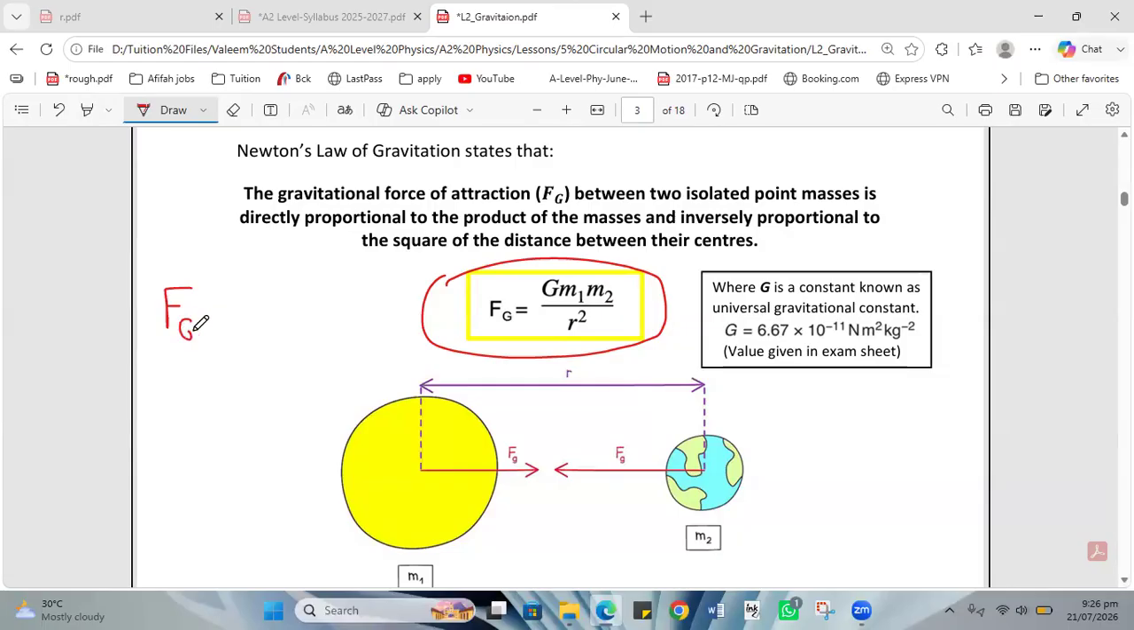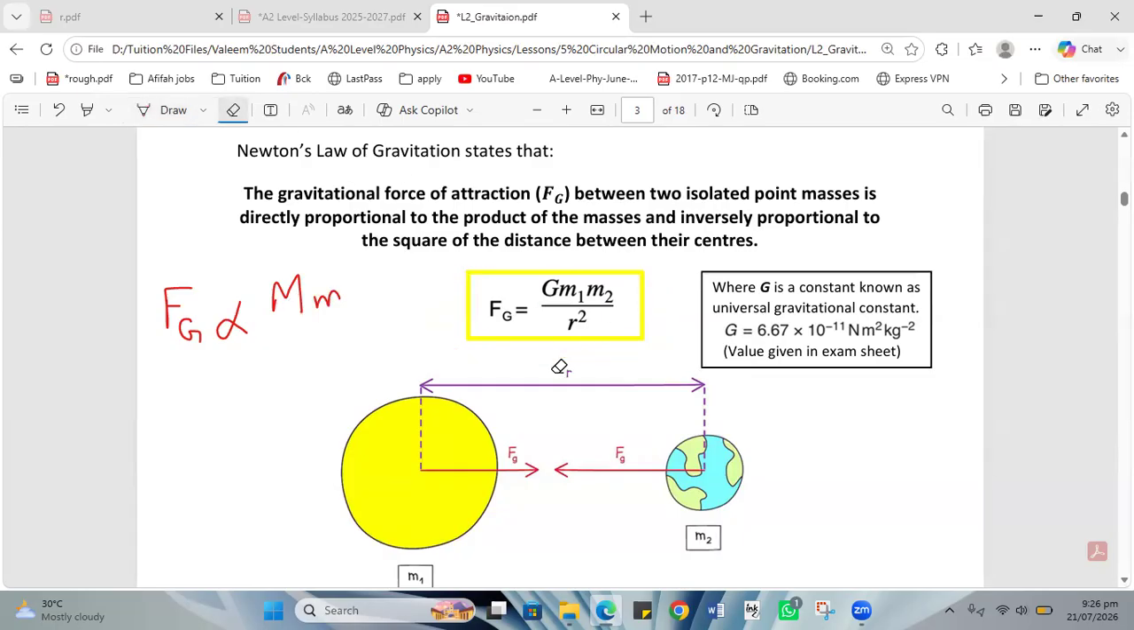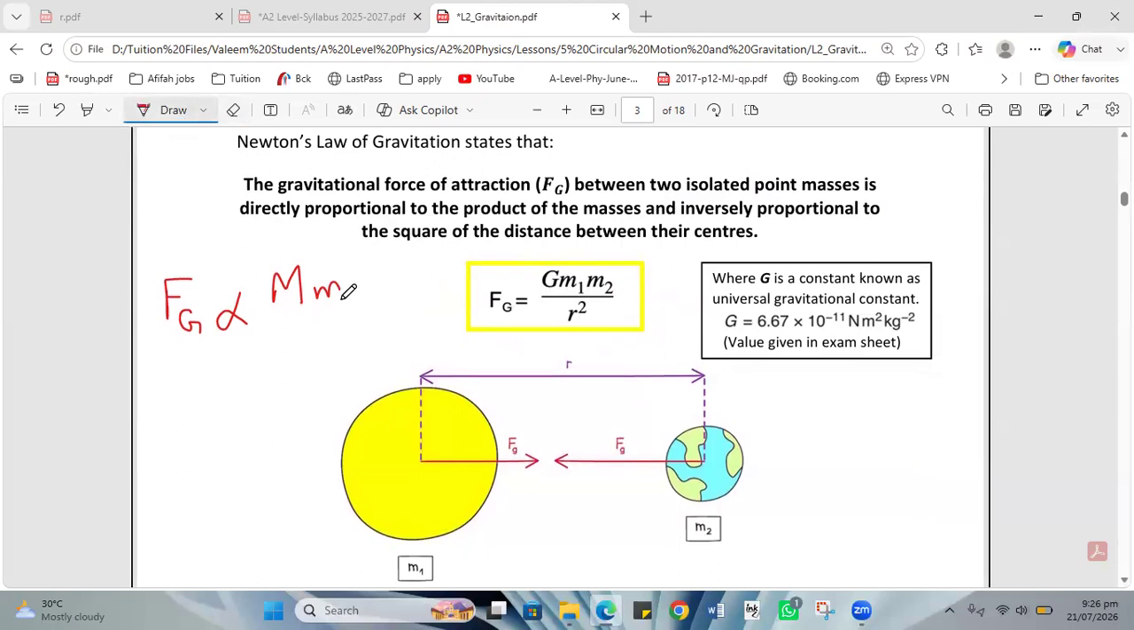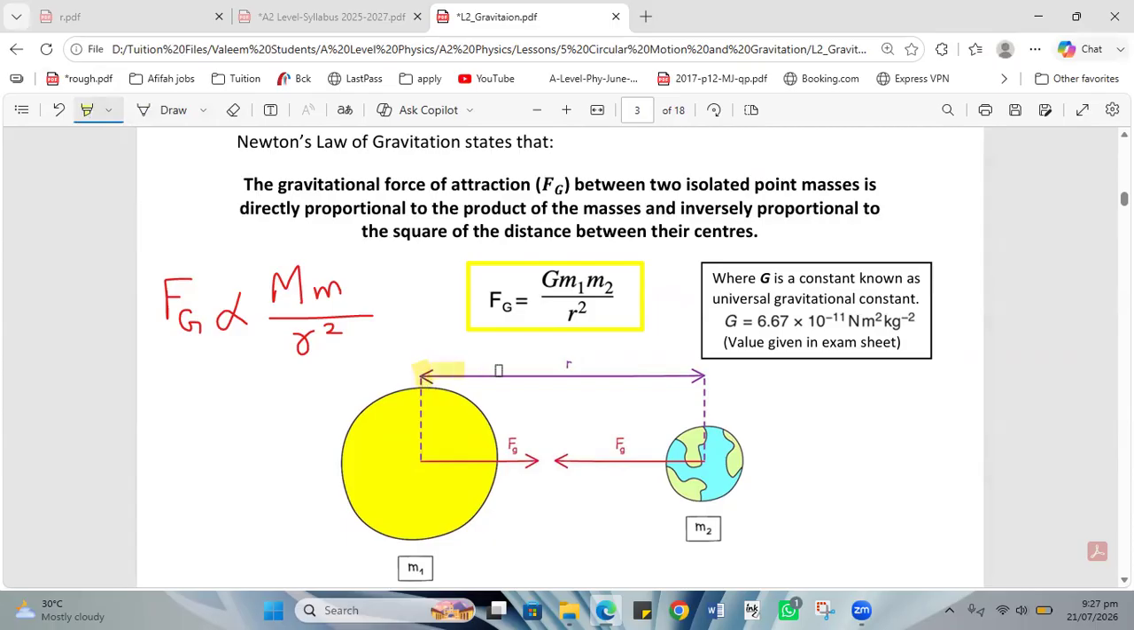Gravitational force is directly proportional to the product of the two masses. For example, the mass of the sun and the mass of the earth. Let's call them m1, m2. Or more simply, let's call them capital M and small m. Capital M is the mass of the heavier object like the sun, and small m can be considered the mass of the smaller object like the earth. So gravitational force is directly proportional to the product of the masses and inversely proportional to the square of the distance between them, between their centers. This r is the distance between the centers of the two objects.